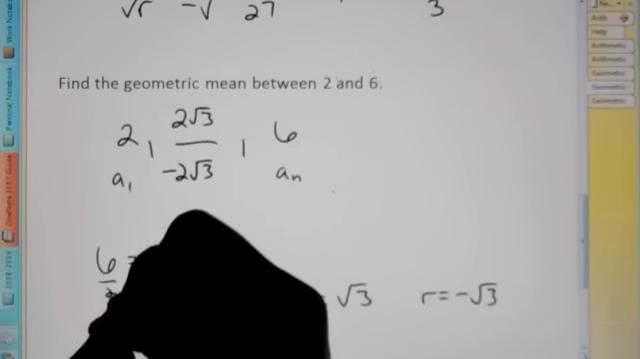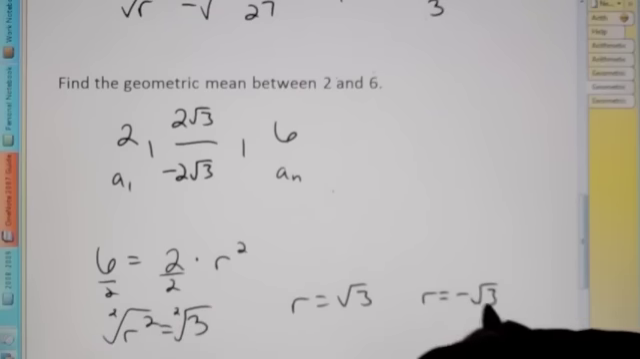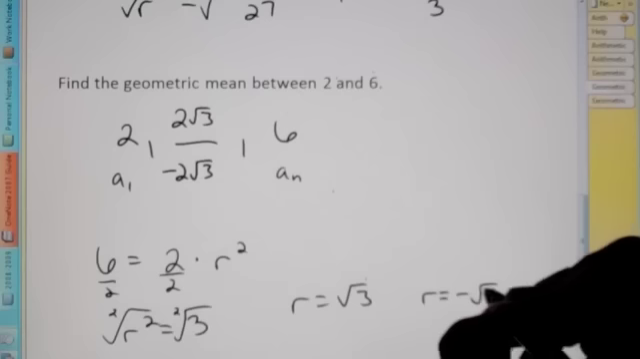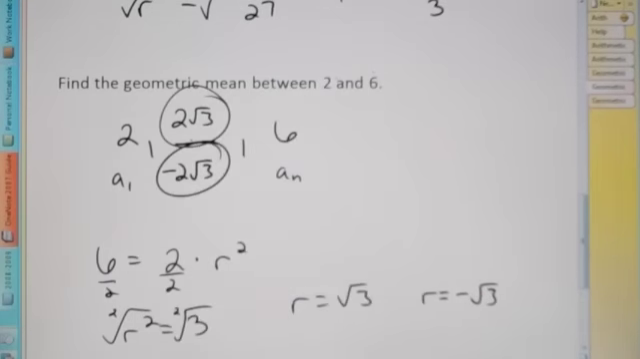Again, that invisible 2 here. Whenever you're dealing with an even index, you're going to end up with two different ratios, the positive version and the negative version. So there we go. Those are our two answers.